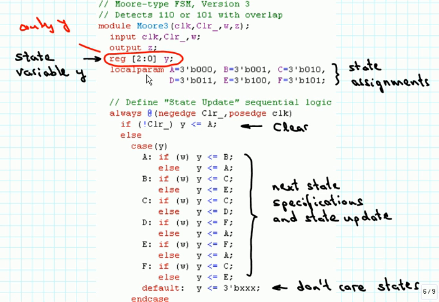So now we have here this always block, which is sensitive to the negative edge of clear and the positive edge of clock. And we do the clear here at the beginning if clear is set to low. So this is clear as before, and the clear state is A as before.